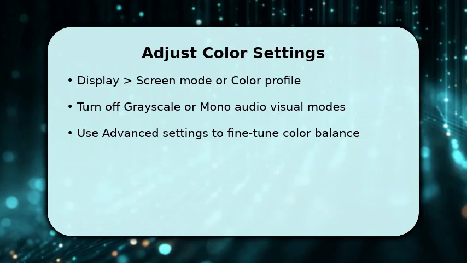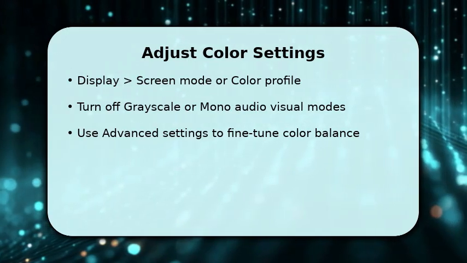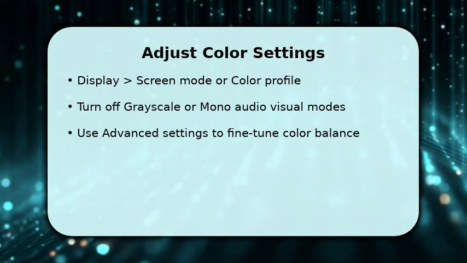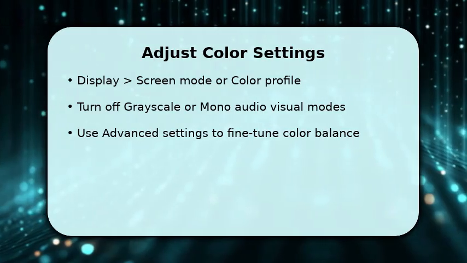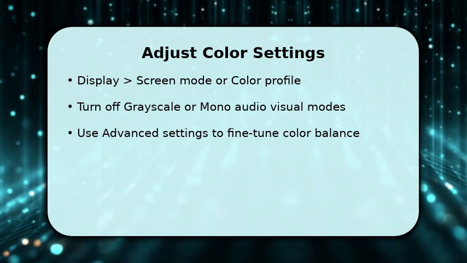Make sure Night Mode and Blue Light Filter are off while assessing color because they can shift tones. If your phone has color balance sliders, nudge red, green, blue until skin tones and whites look correct. This fixes subtle tint issues after disabling grayscale.